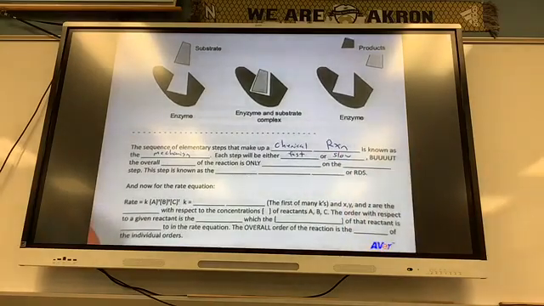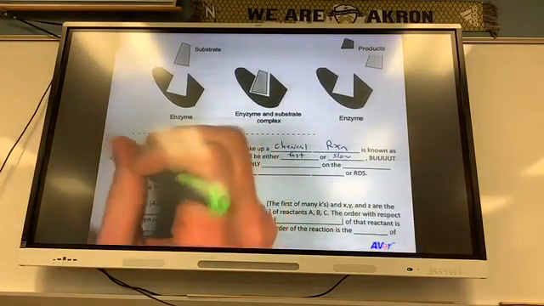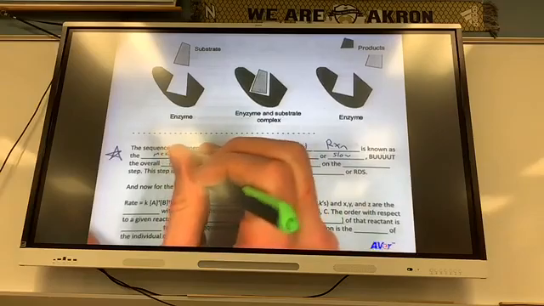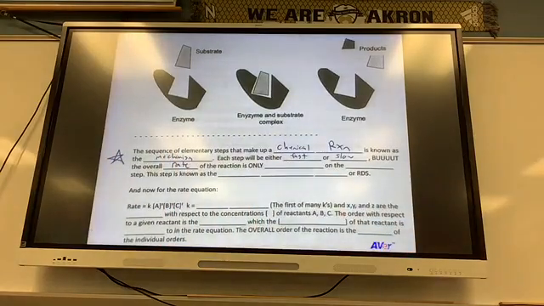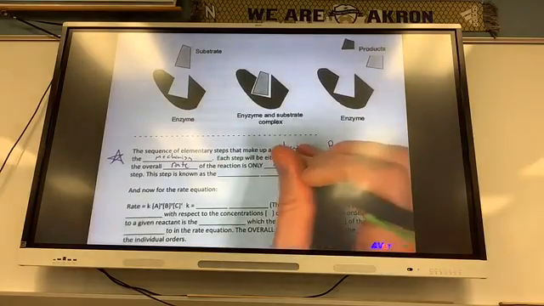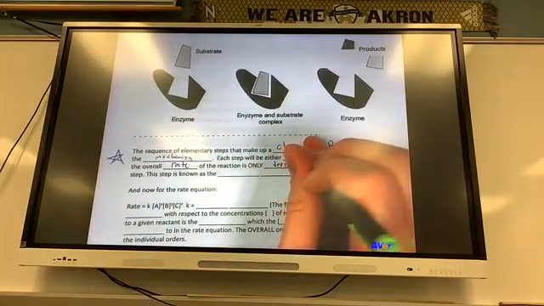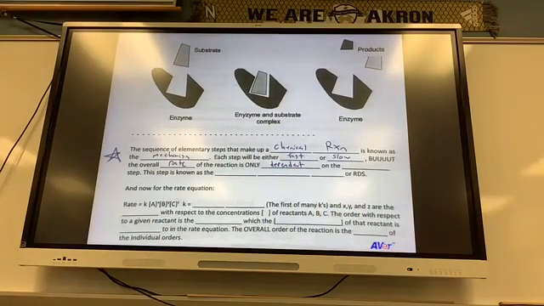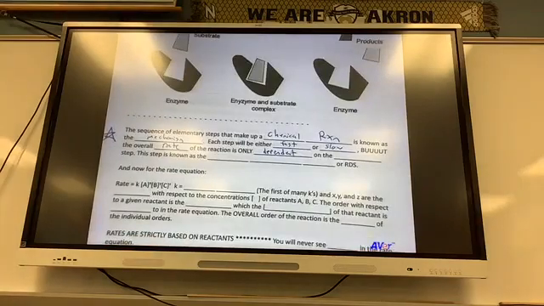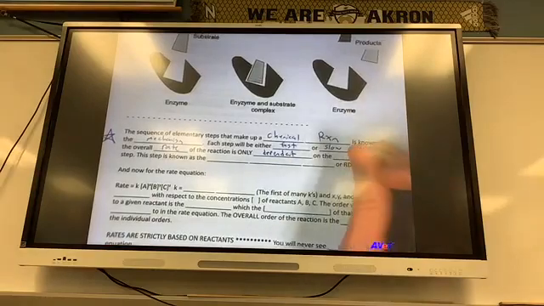But the overall rate, this is really important, put a star by this. The overall rate of the reaction is only dependent on what do you think? Only dependent on, you have one choice, fast or slow. Slow. It's only dependent on the slow step.